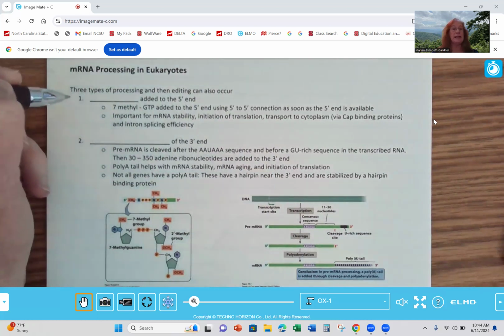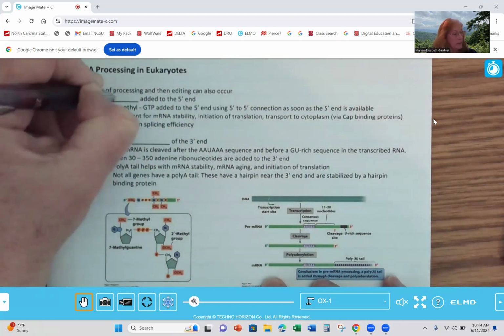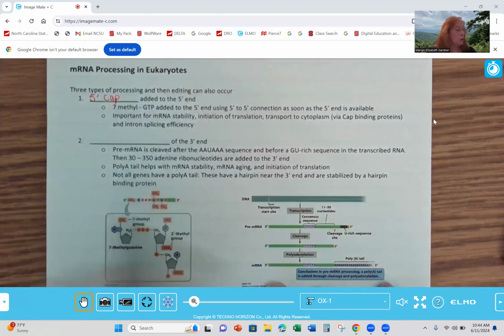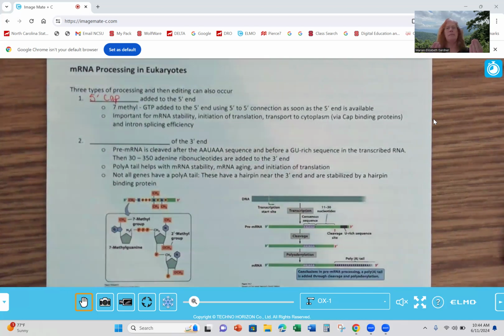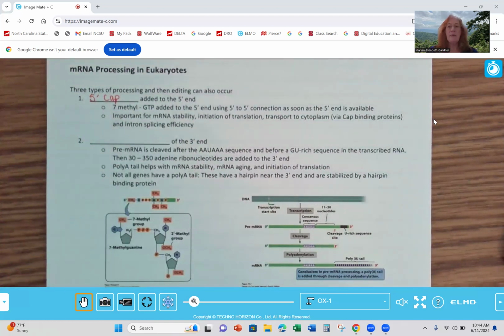The first type of processing is the addition of a 5' cap, which is a 7-methyl guanosine triphosphate, or GTP, that's added to the 5' end. And it's added, I'm going to say backwards, because it's a 5' to 5' linkage, which is not normally how you join nucleotides together. This is added early on in transcription, pretty much as soon as that 5' end is available. It's important for providing stability for the messenger RNA so that it doesn't get degraded. It's also important for the initiation of translation and for transporting the messenger RNA to the cytoplasm.